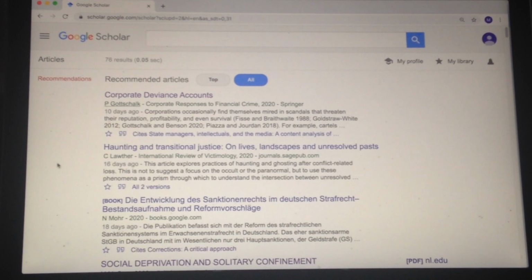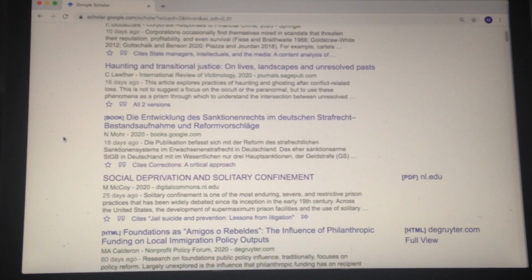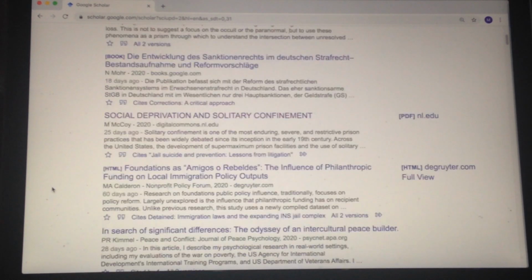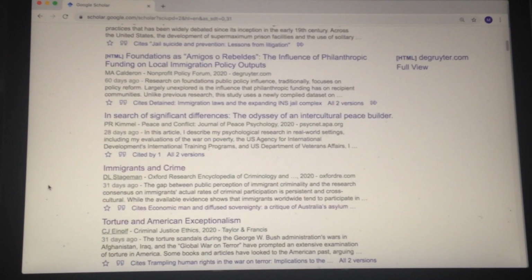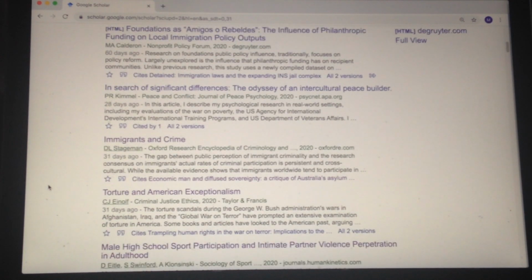So when I log on, this is what I see, because all of these articles or writings have implications for my work. For example, social deprivation and solitary confinement, and so on, and torture and American exceptionalism, which cites one of my articles, Trampling Human Rights and the War on Terror. I do not list that for this course, but it is relevant if you want to track it down.